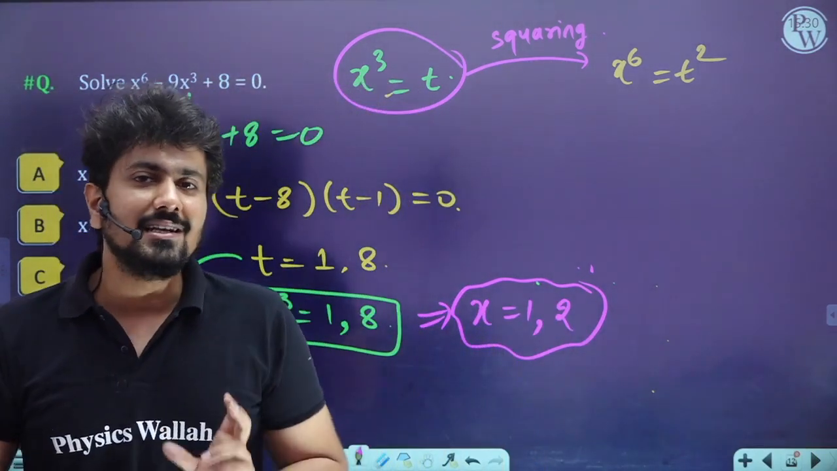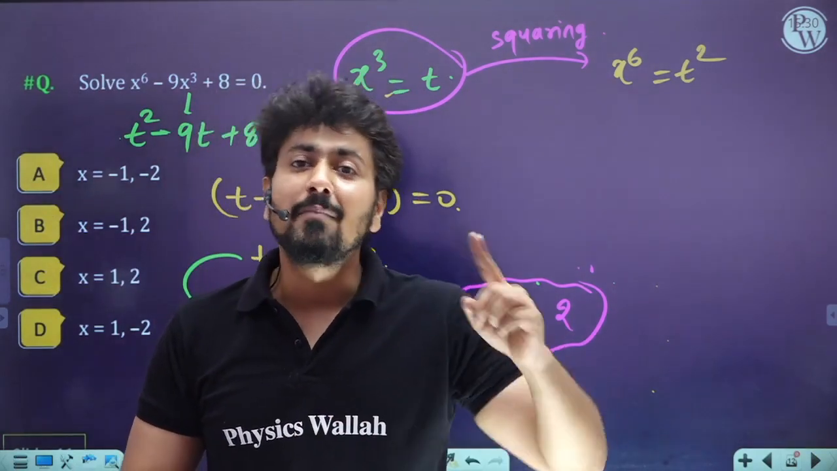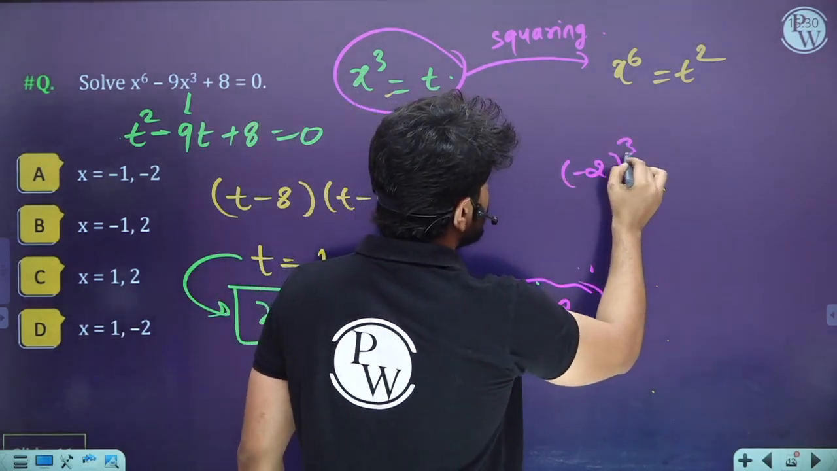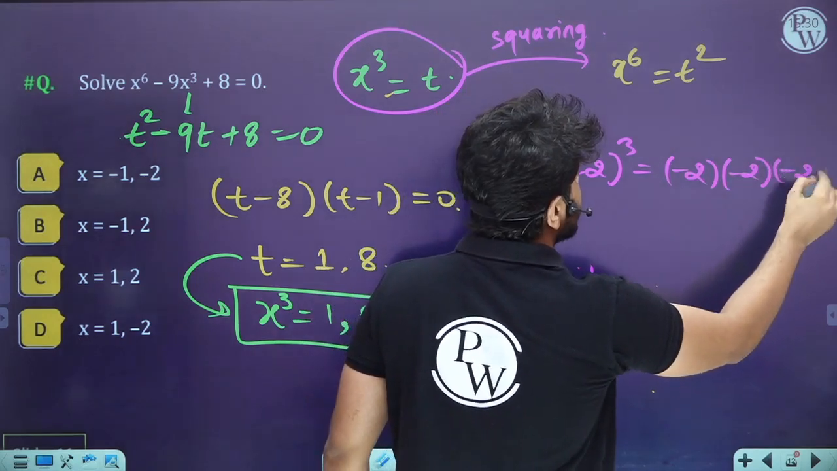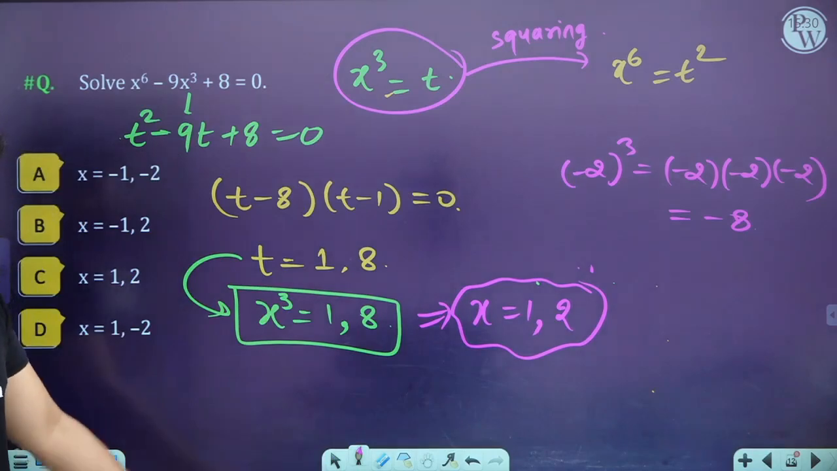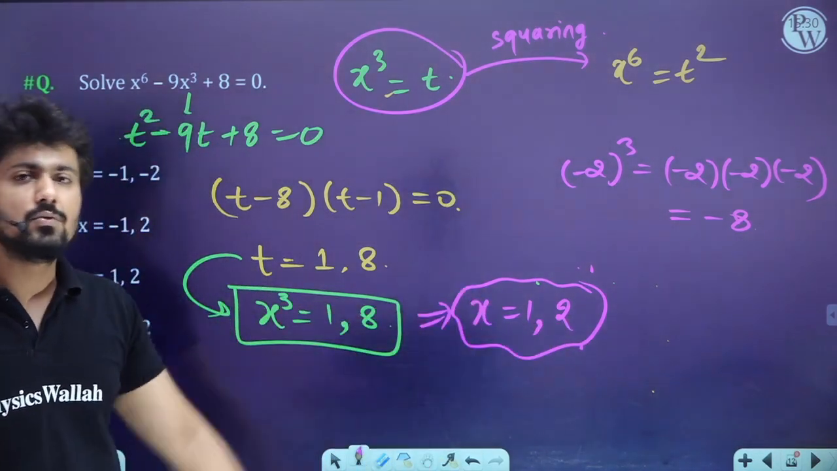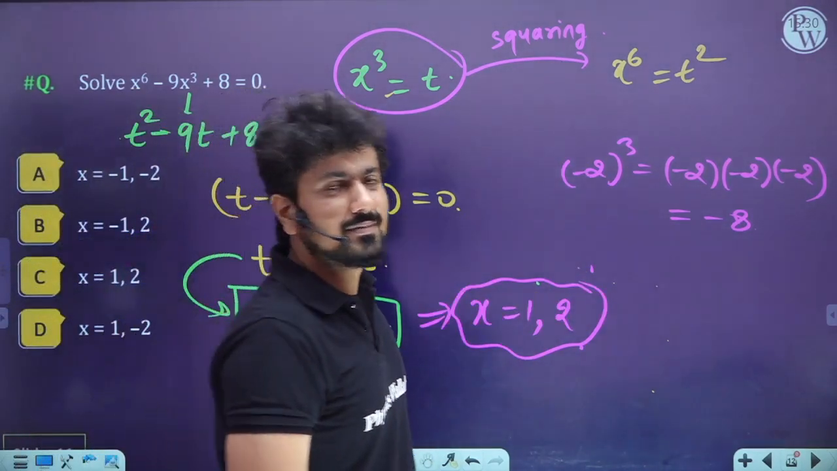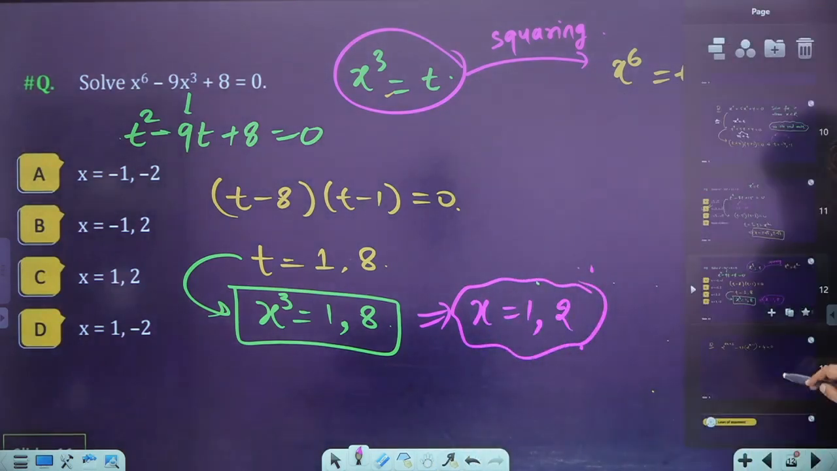The cube of minus 2, what is the cube of minus 2? The cube of minus 2 will be minus 8. Right, minus 2 cube, basically you are multiplying minus 2 three times. Correct. This will be equal to what? Minus 8. Right. So here, x will not be equal to minus 2. X will be equal to plus 2 only, because 2 cube is 8. Minus 2 cube is? Yes. Cool, cool, cool. Let's move ahead.